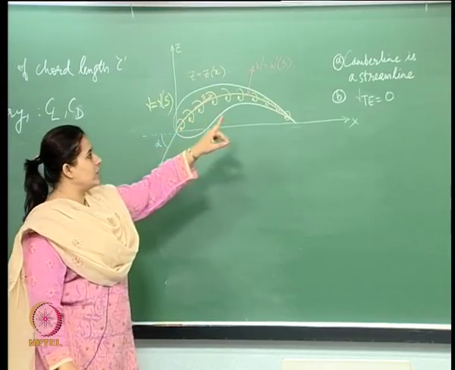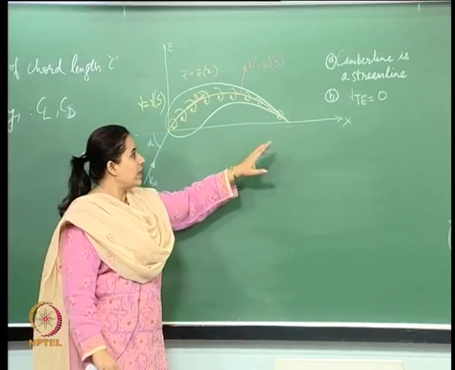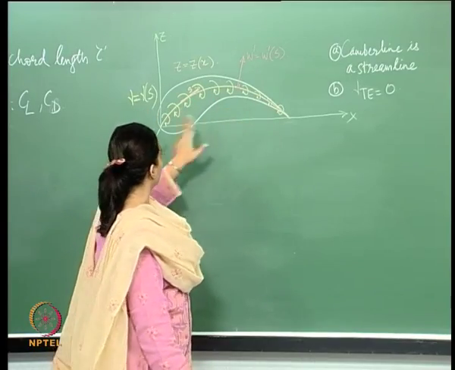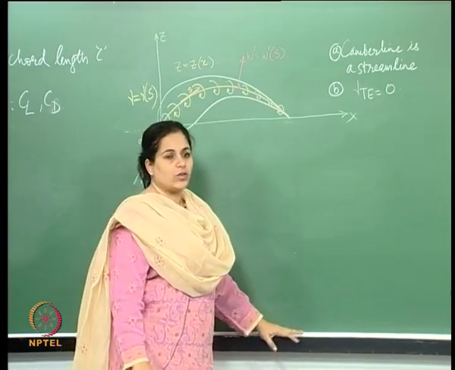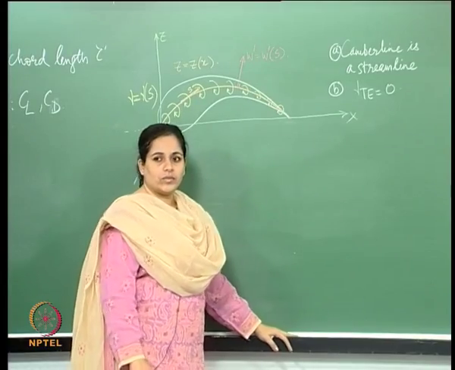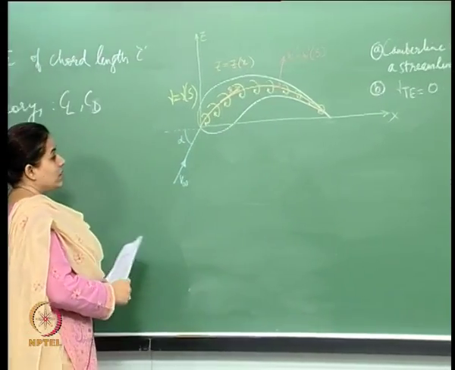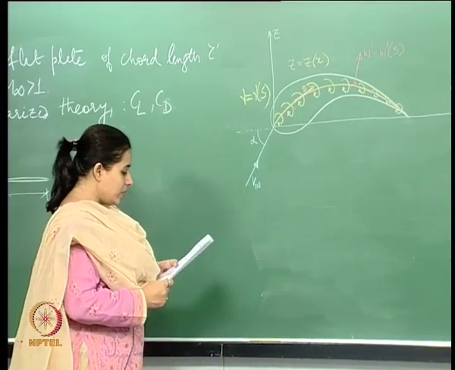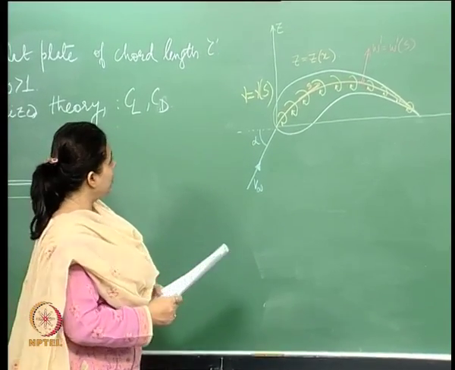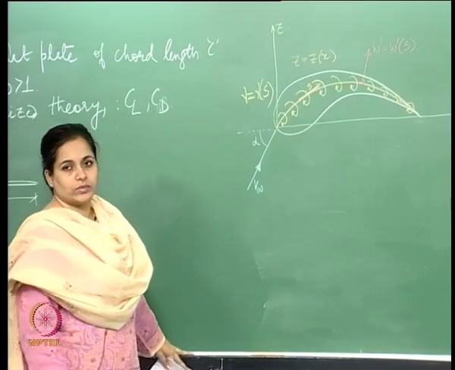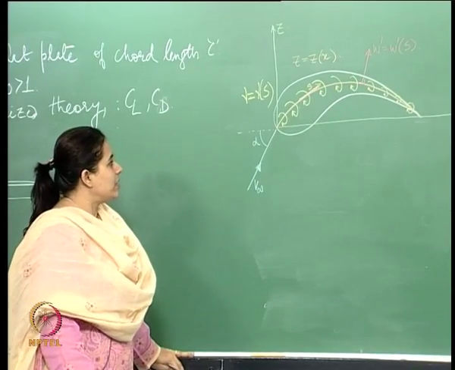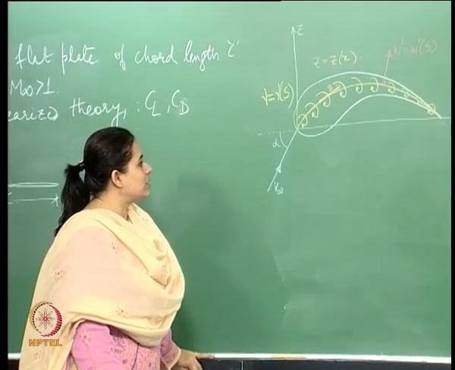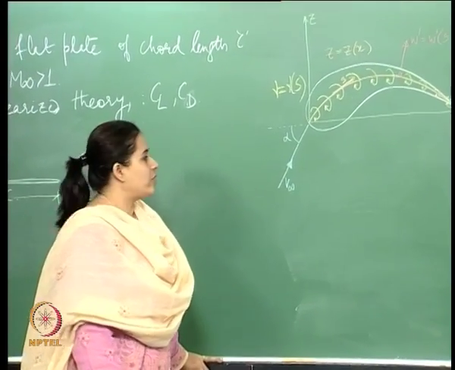Now these are the conditions which need to be imposed: we have to find a suitable gamma such that the camber line is a streamline, and also the Kutta condition, that gamma at the trailing edge is 0. Okay. So this is the airfoil. Now when I started out by saying thin airfoil theory, what happens if I consider this as a thin airfoil?